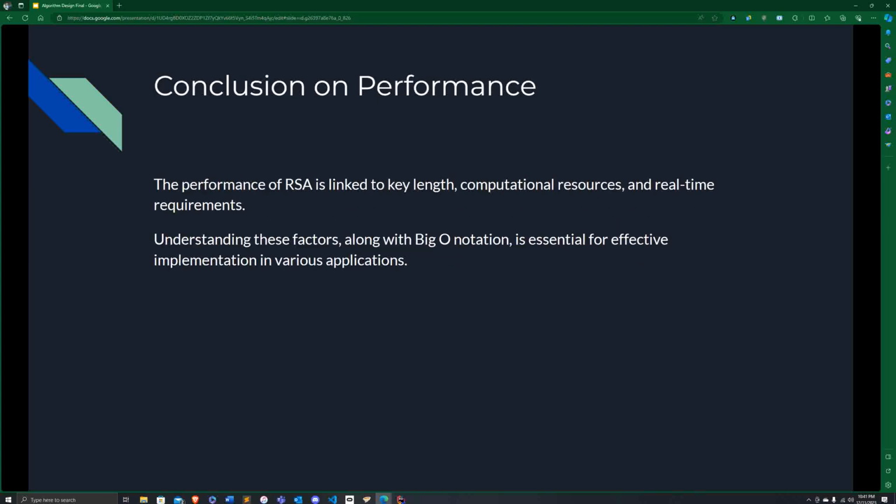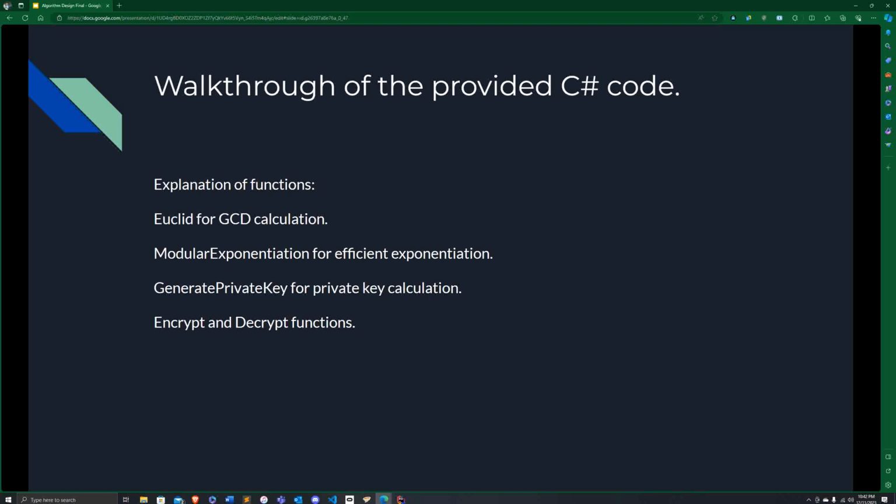To conclude, the performance of the RSA algorithm is intimately connected to key length, computational resources, and real-time requirements. As we've seen, understanding these factors, coupled with the insights from Big O notation, is fundamental for effective implementation in diverse applications. Now that we've explored the theory behind RSA, we'll be taking a closer look at the code implementation. We have C# code that includes functions for the Euclidean algorithm, modular exponentiation, and key generation. We'll walk through each function and understand how they contribute to the overall RSA algorithm.